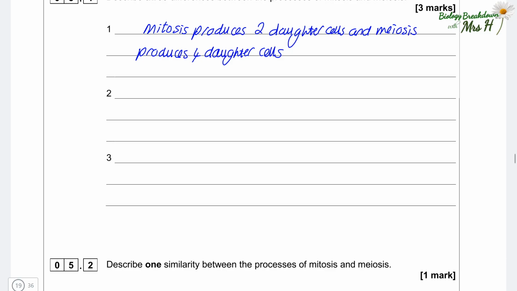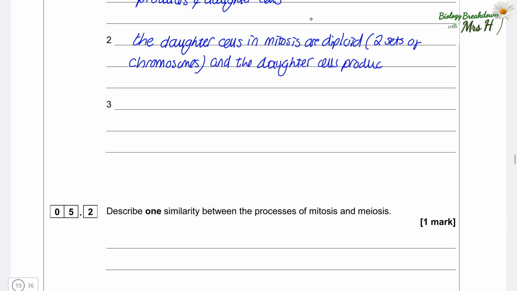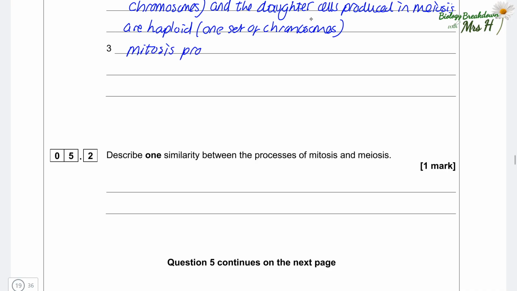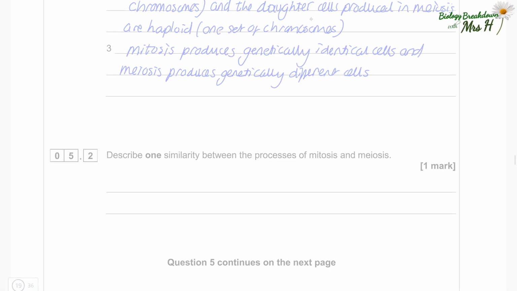Same with this one here. So if we say that the daughter cells in mitosis are diploid, which means 2 sets of chromosomes, then we've got to say what the daughter cells in meiosis are, and they are haploid. Mitosis produces genetically identical cells, and meiosis produces genetically different cells.